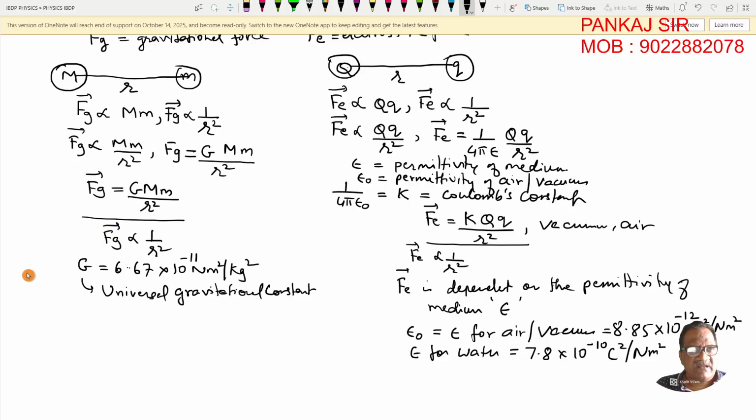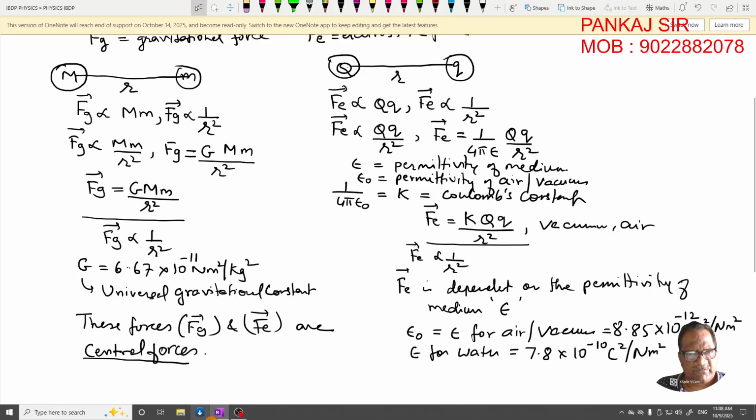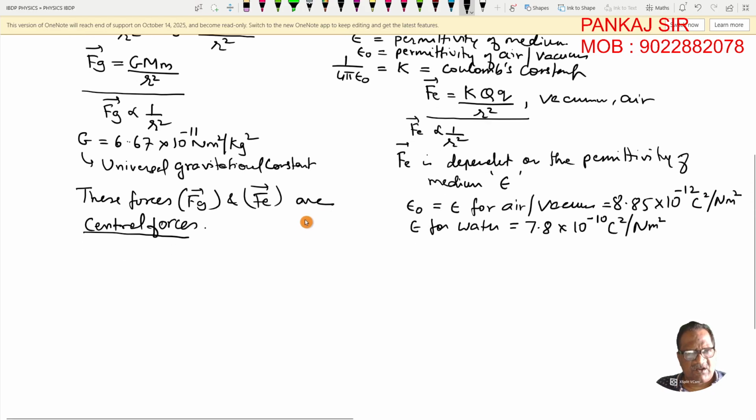One more thing that I want to tell you about these forces, the gravitational force as well as the electrostatic force, both I am taking together: these forces are central forces. Now what is the meaning of central forces? Central forces means the force will act along the direction joining the two objects.